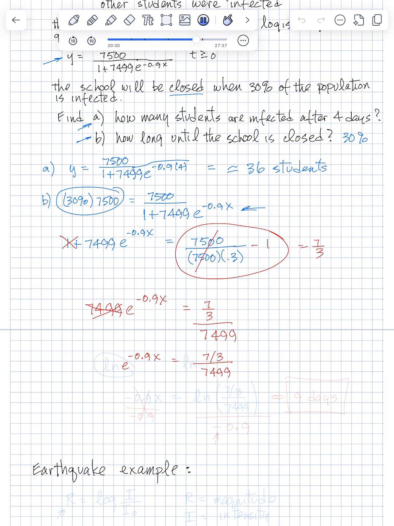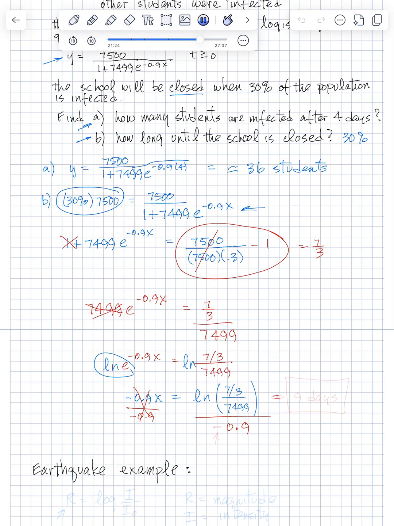Okay, so here's an exponential. We're going to take the log of both sides. So take the log and log. And then we know that this goes away, so we have negative 0.9x is equal to log of 7 thirds divided by 7,499. And then to find x, we're going to divide both sides by negative 0.9. And that's all we have to do, solve that for x.